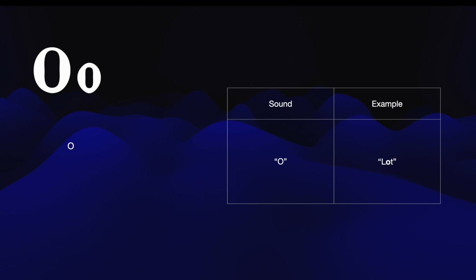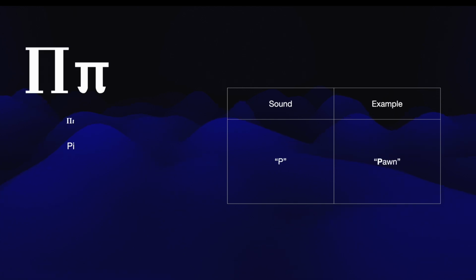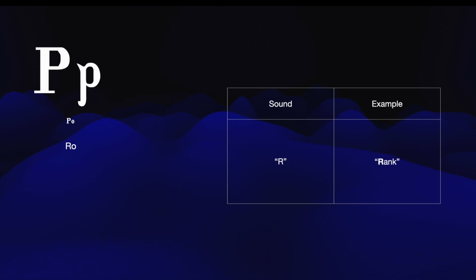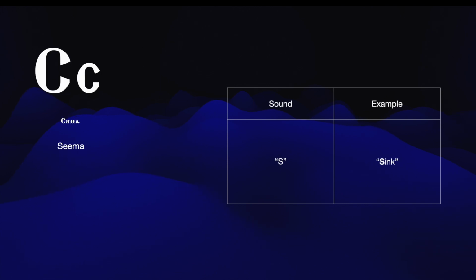O, like in lot. This one's P, and it makes a P sound. This row makes an R sound, and looks like P. Don't get it mixed up with the English letter P. It's row. This one's Sema, and it always makes an S sound. It's not like the English letter C, which can make a K or an S sound. This one just always makes an S sound.